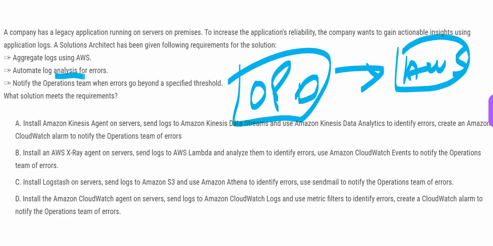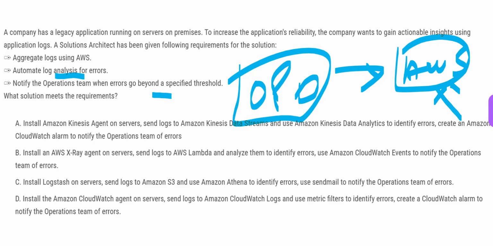Okay, and automate log analysis for errors. Once the log comes, you have to automate and analyze the log. And the third requirement is you have to notify the operations team when the errors go beyond a specific threshold. Suppose you say that I can only approve three errors related to compute over usage, and there are three errors. Now you should be informed. Notify means there should be some sort of solution like SNS, SMS, etc., to send the emails, or CloudWatch.